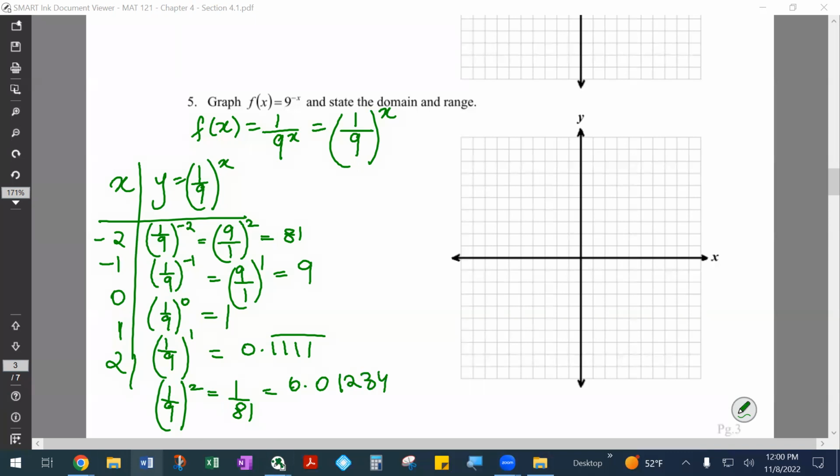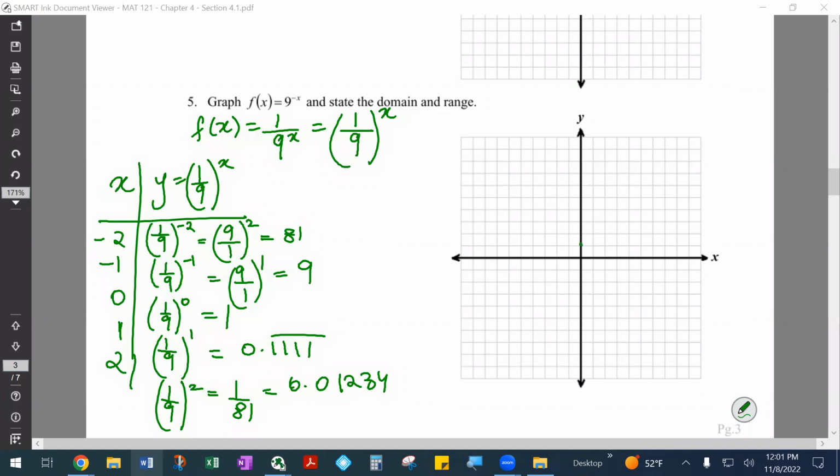So you can see my numbers have changed from the positives to the negatives, because in our first function for 1 and 2, we had the 9 and 81 respectively, and for the -1, -2, you had the 1/9 and 1/81, but that has changed once your base changes. So your graph will look very different.